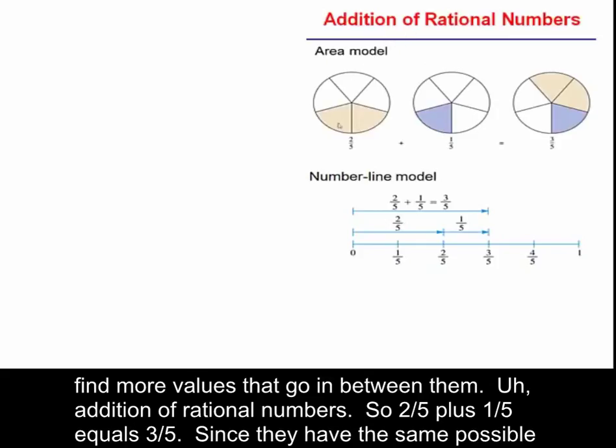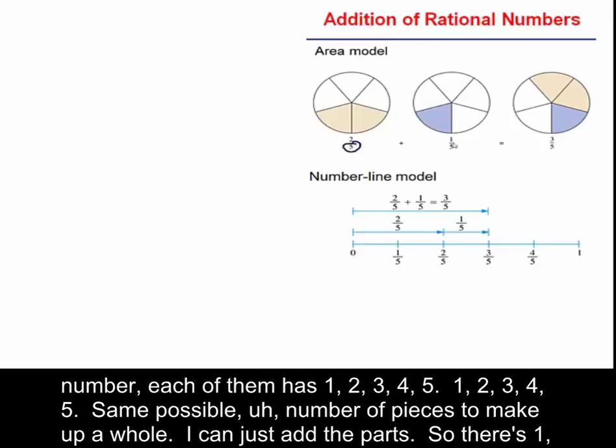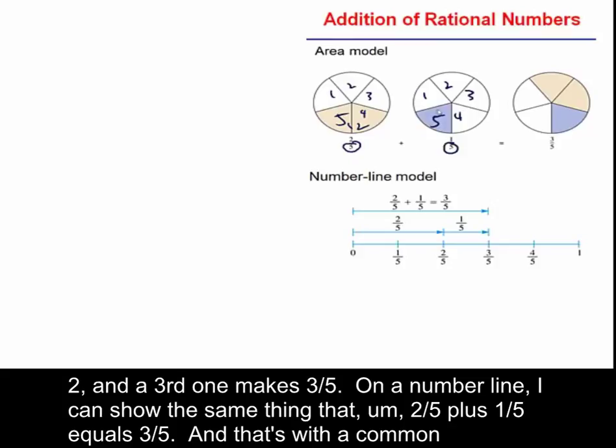Addition of rational numbers. So 2/5 plus 1/5 equals 3/5. Since they have the same possible number, each of them has 1, 2, 3, 4, 5, the same possible number of pieces to make up a whole. I can just add the parts. So there's 1, 2, and a third one makes 3/5.